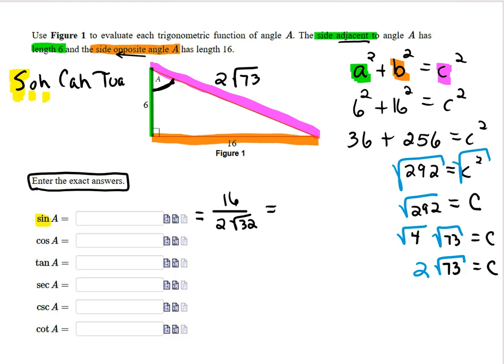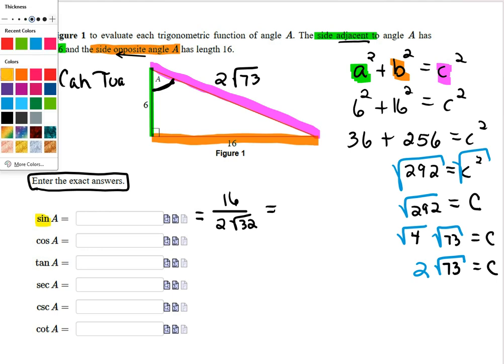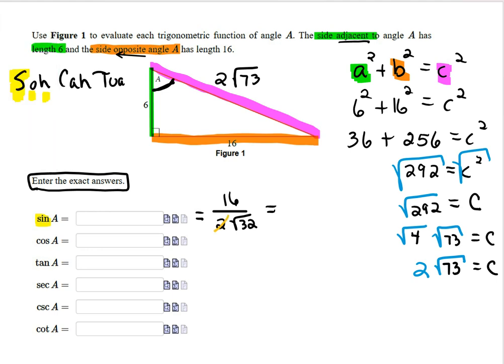However, I can simplify this because this 2, which is not under the radical, will divide into that 16 8 times. So I'm going to have 8 over, why did I write 32? It was 73. The square root of 73. I've already checked my answers because I wasn't sure if Mobius wanted me to rationalize that, but it doesn't. So this is my answer to the sine of A.